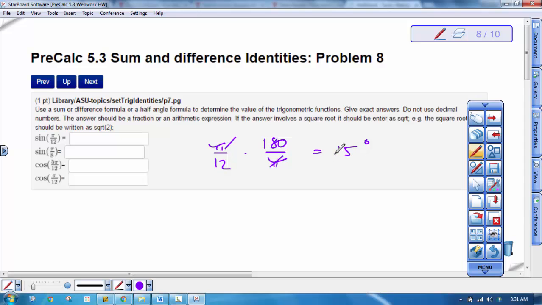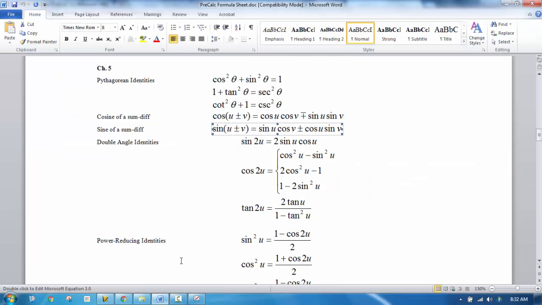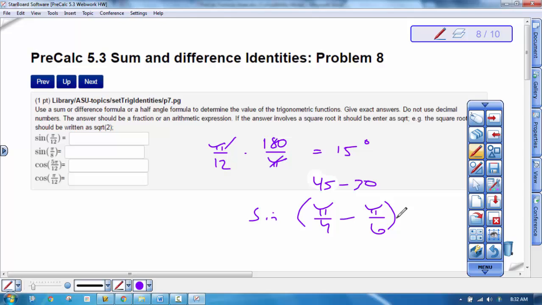15 degrees. Now once I have it in 15, it's easier for me to see that it's really just 45 minus 30. So we're going to use 45 minus 30, which is pi over 4 minus pi over 6 for this first one. So that's just the sine formula on your formula sheet, which all you're going to do is take this formula that we've been doing and fill it out.